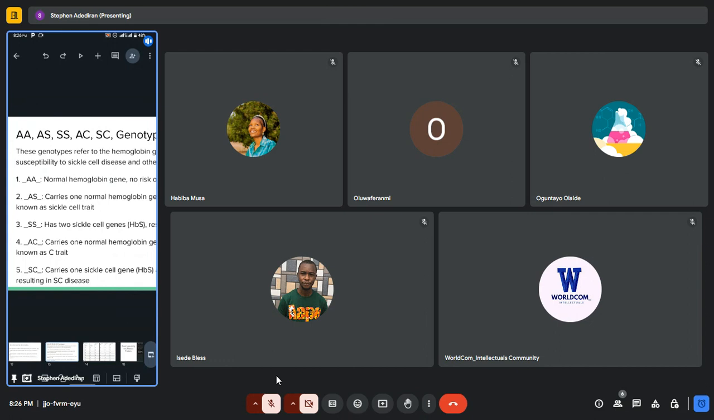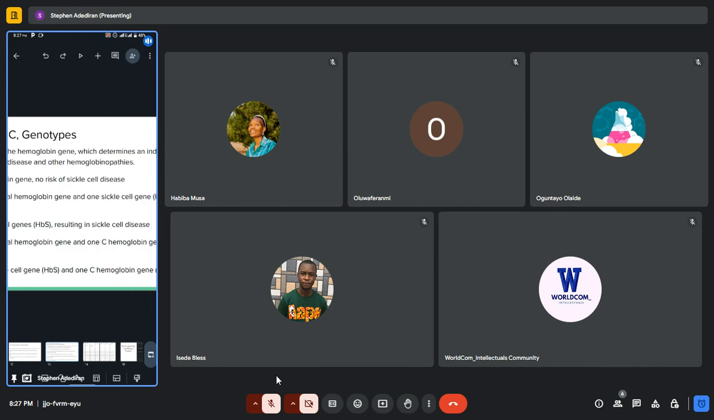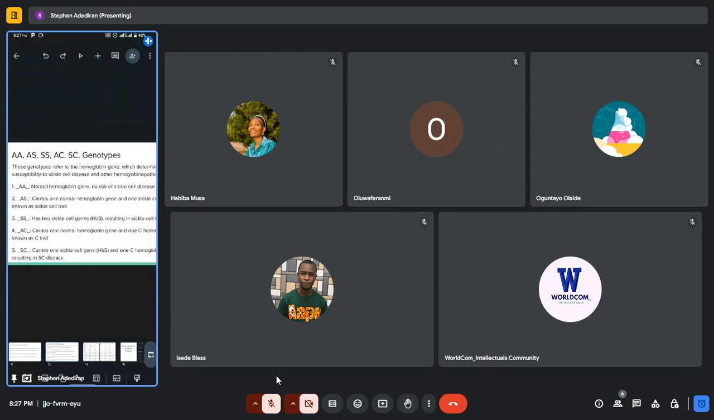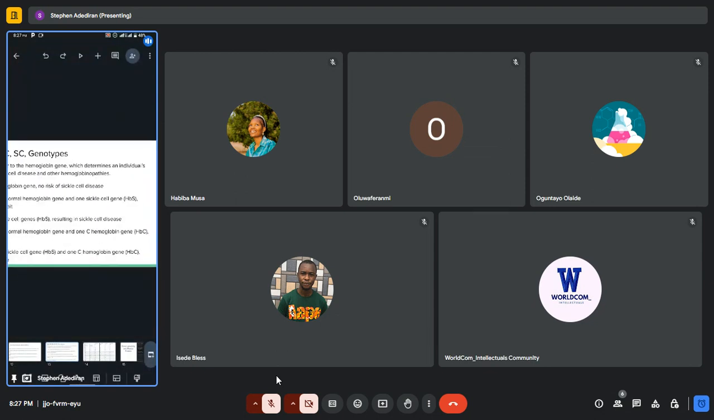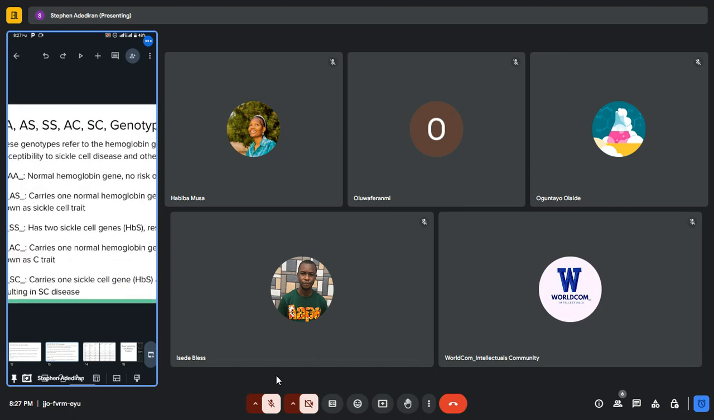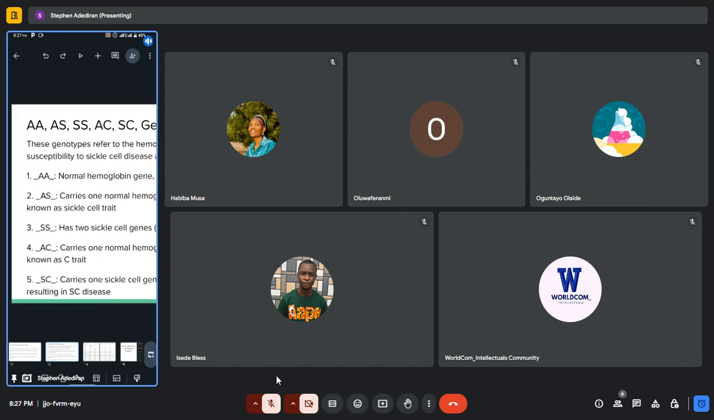Now this next one is the AC, number 4. The A denotes a normal hemoglobin gene, while the C there is now the issue. Most of you have seen one or two people that maybe have the AC genotype. You see some of these people wearing glasses. It's different from the AS and SS. These ones are just susceptible to blindness, extreme blindness.